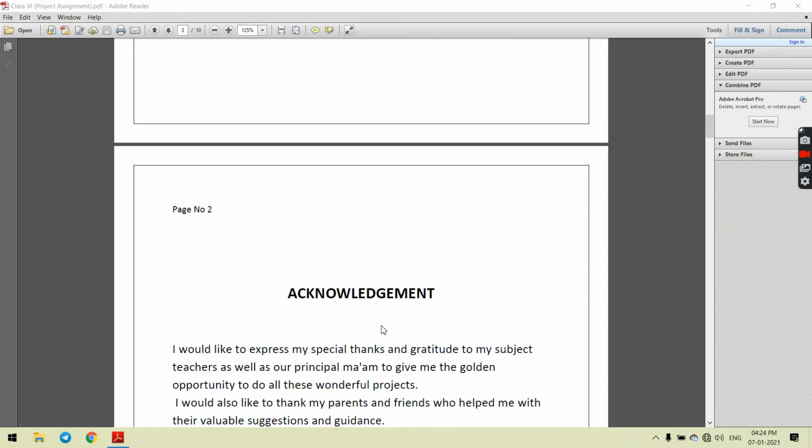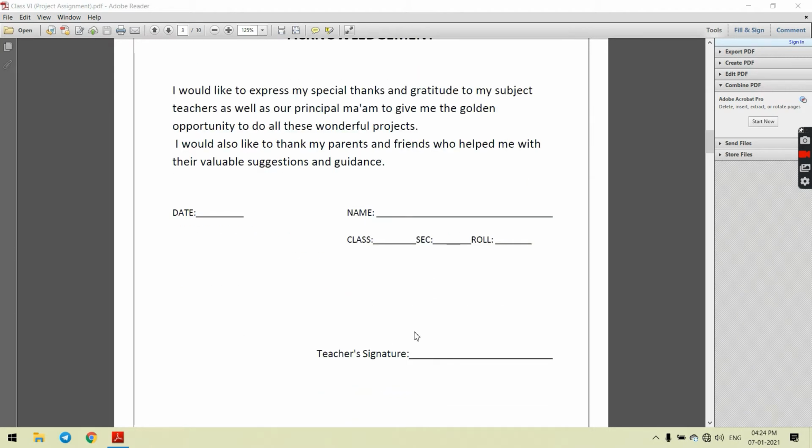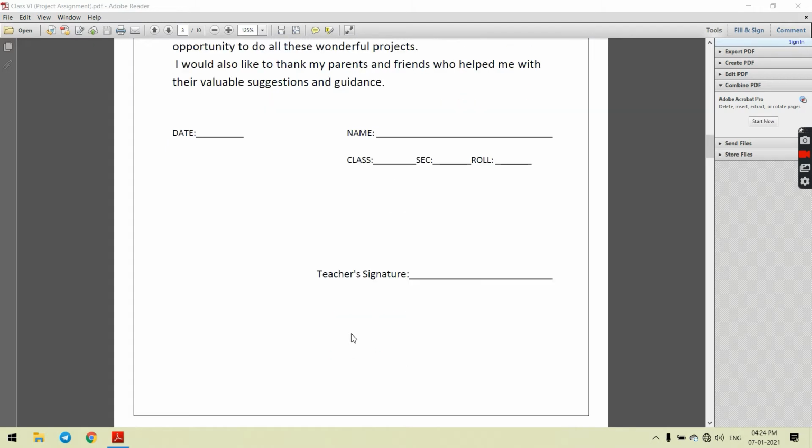The second page will be dedicated for acknowledgement. Here you have to write your name, class, section, roll number and date, and on the bottom of this page you have to leave a space for teacher's signature.